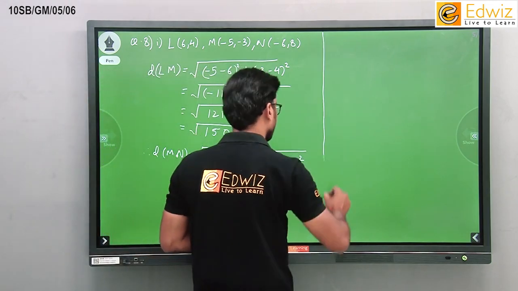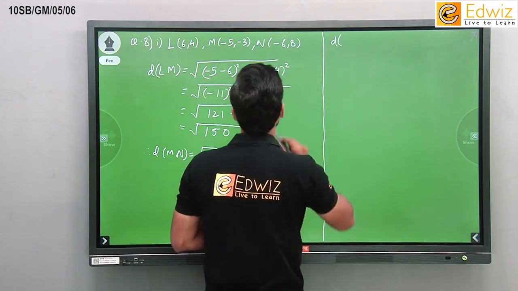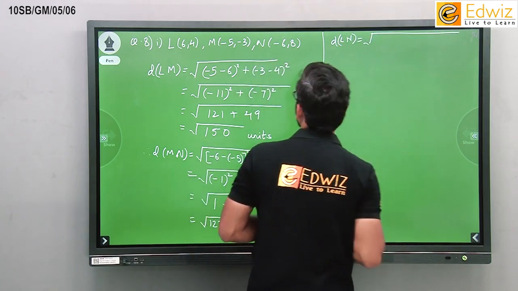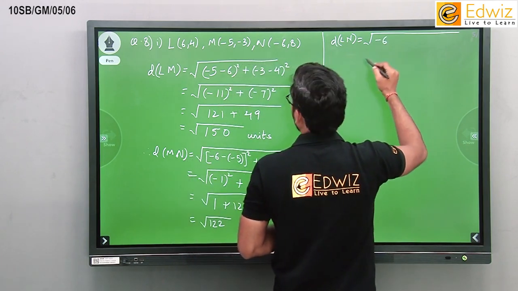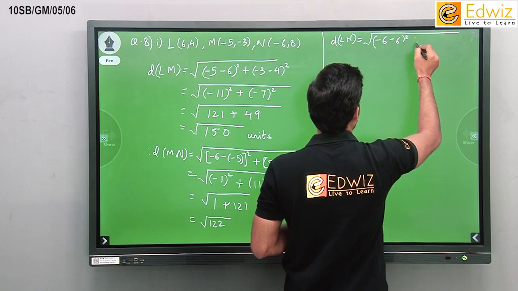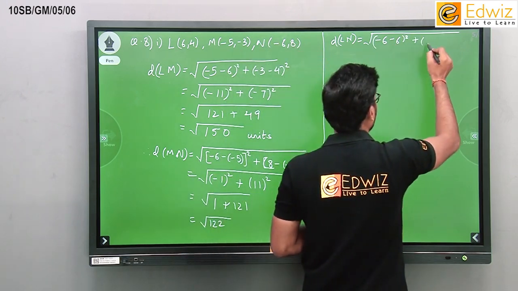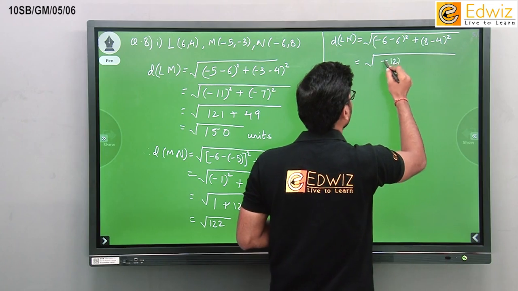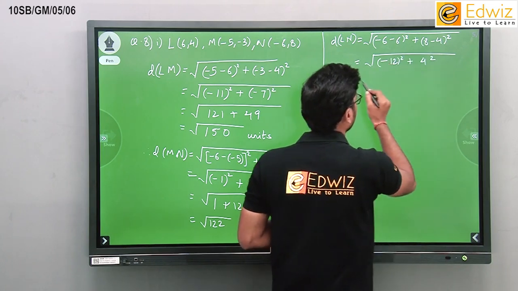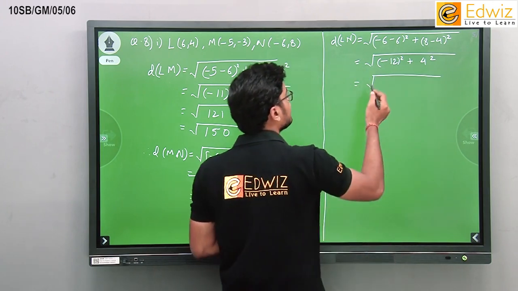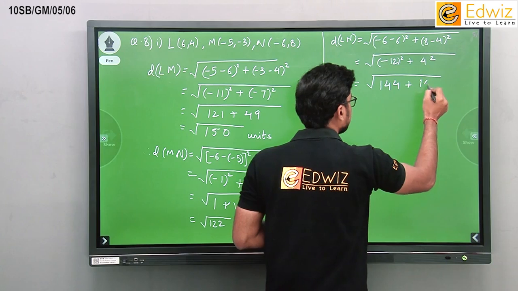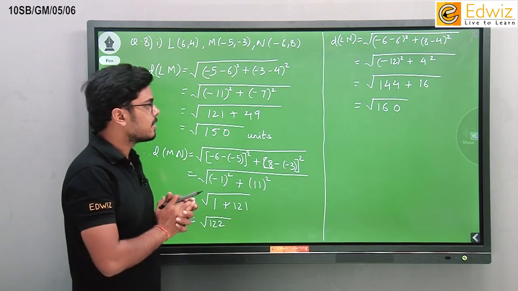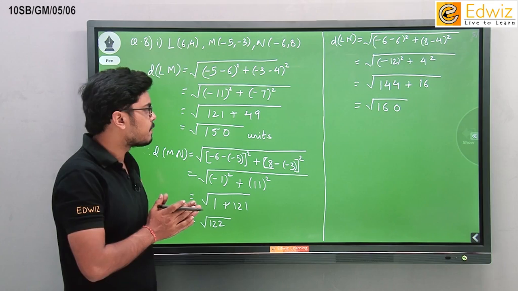Third one, distance LN. Finally, distance LN will be equal to square root of (x2 minus x1 is -6 minus 6) the whole square plus (y2 minus y1 is 8 minus 4) the whole square. Okay, so this is equal to (-12) the whole square plus 4 square. Okay, so (-12) square is 144 plus 16, this is equal to square root of 160. Correct? These are the three square roots that we are getting. Let us try to simplify this further.